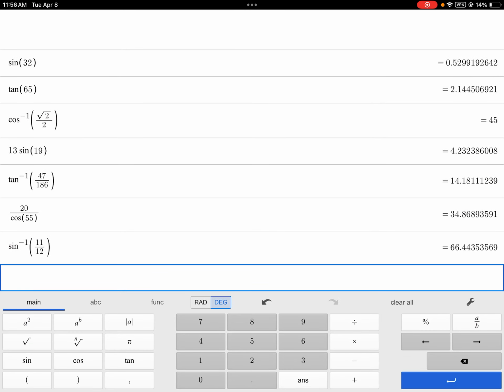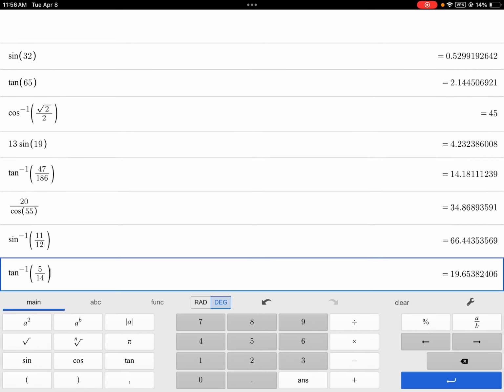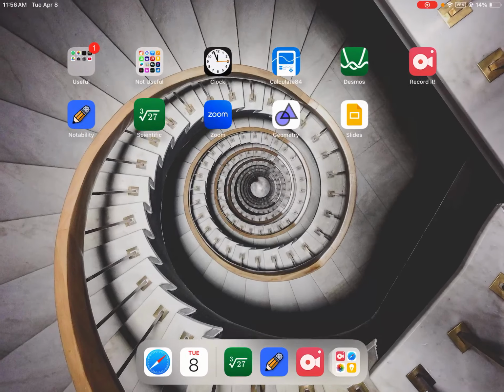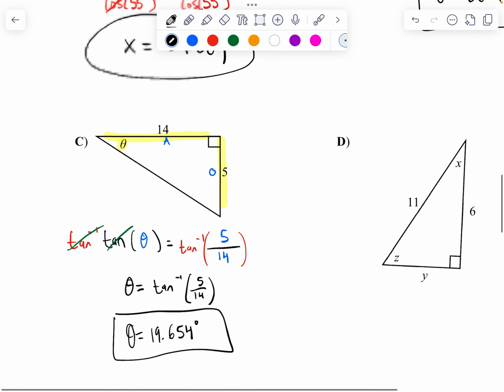All we have to do is just plug that in. So inverse tangent 5/14. We're in degree mode, which means that we have 19.654 degrees. Final answer, you're done.